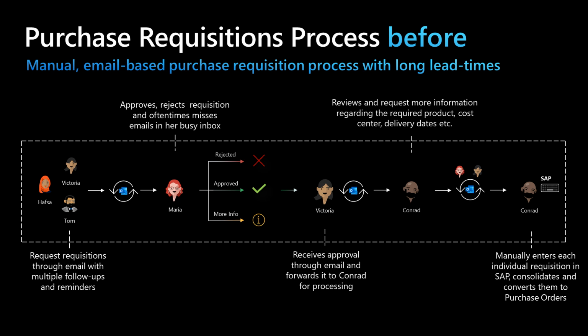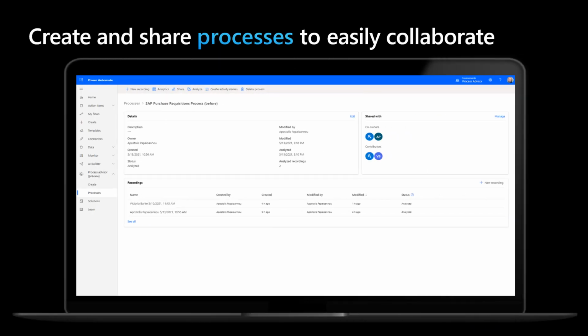From then on, Conrad manually enters each individual requisition in SAP, consolidates and converts them to potential purchase orders later. This process of course looks highly inefficient, so the idea is to use Process Advisor to analyze and potentially optimize that business process. We start by creating a new process and invite others to contribute and to supply their own process recordings in order for us to see the process variety.